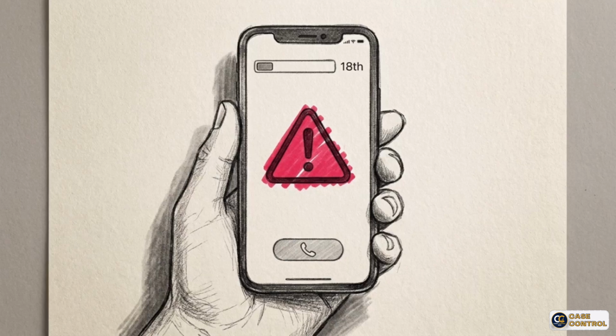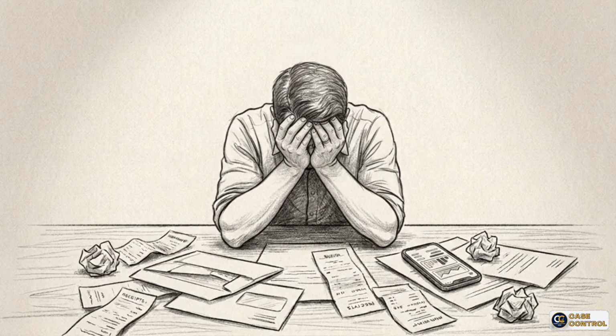It is the 18th of the month. You open your banking app. $47 are left to cover the 12 days until payday. You try to reverse engineer where the month went.